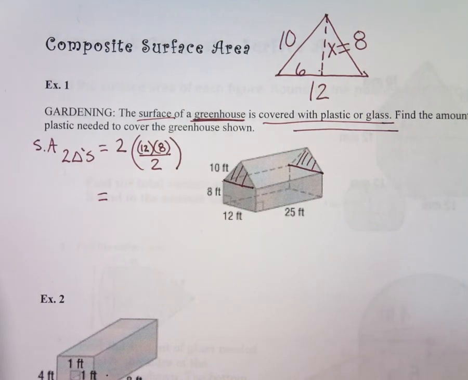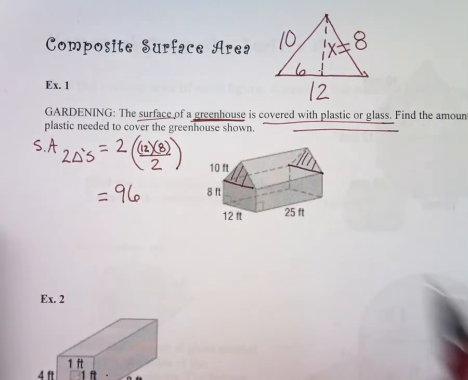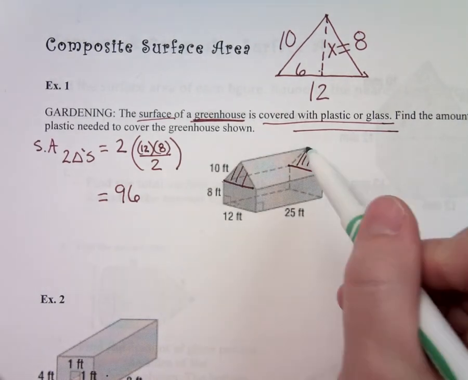Whoever said that? 96. So that's my 2 triangles. Okay, but I'm not done. So on top, how many rectangles do you see on top? 2. There's 2 rectangles on top.